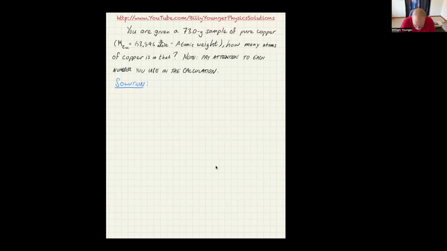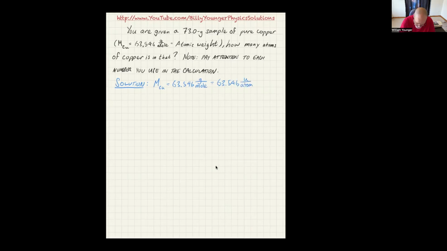So we can now say M_Cu, the molecular weight of copper, is equal to 63.546. And we already used in the previous problem the fact that that unit is grams per mole. But this time we're also going to make use of the fact that it's also 63.546 atomic mass units per atom.